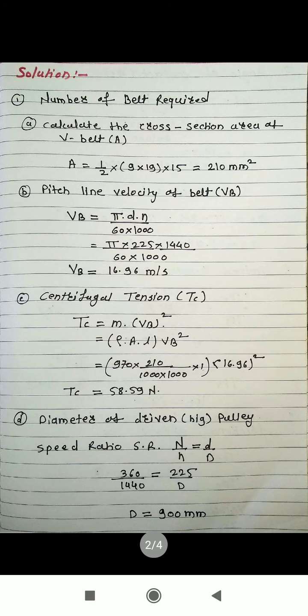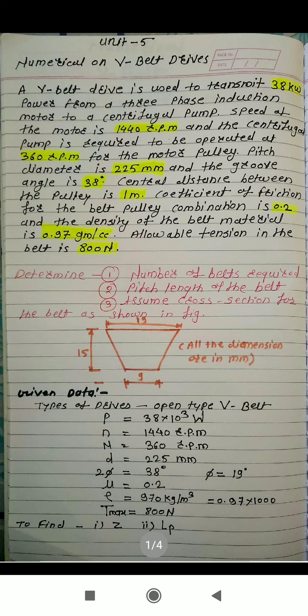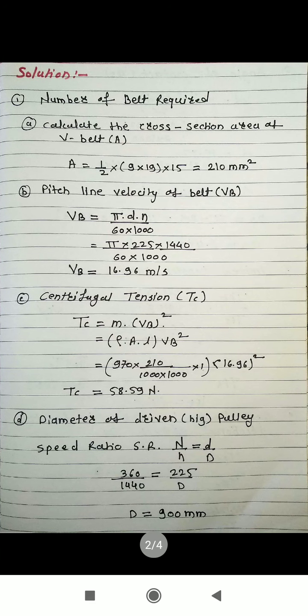Solution. First point is to calculate the number of belts required. First we calculate the cross sectional area of the V belt. Area is equal to 1 by 2 into 9 into 19 into 15. These dimensions are all given in the diagram. The total area is equal to 210 mm square. Second, the pitch line velocity. Pitch line velocity means driving velocity VB is equal to pi small d small n divided by 60 into 1000. Put all the values and calculate the velocity VB is equal to 16.96 meter per second.